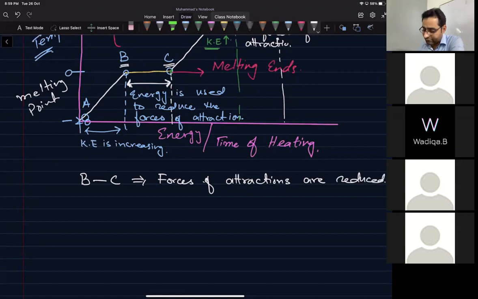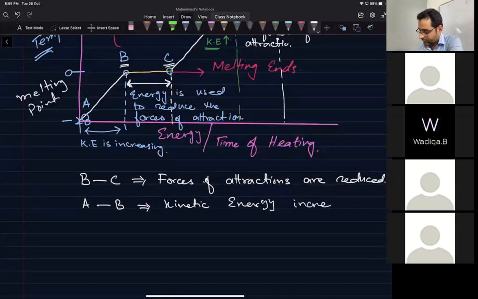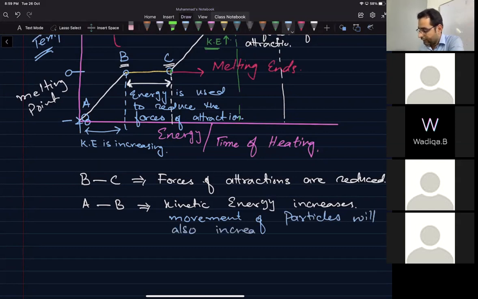So this is the reason temperature is constant. Between A and B, temperature is rising. It indicates kinetic energy of the particles is increasing. If kinetic energy is increasing, what will happen with the movement of the particles? If kinetic energy is increasing, it indicates movement of particles will also increase. This is the reason why temperature is increasing between A and B and why temperature is constant between B and C.